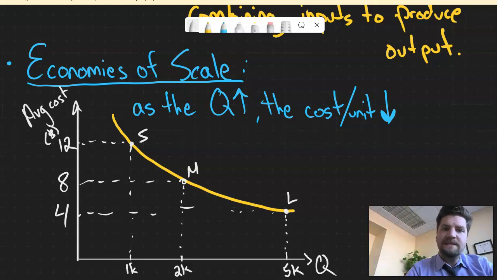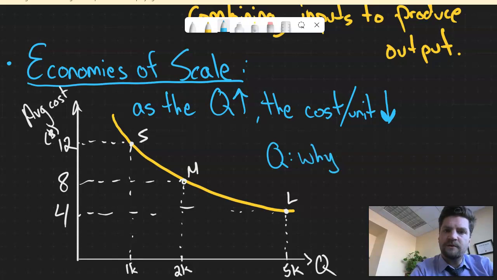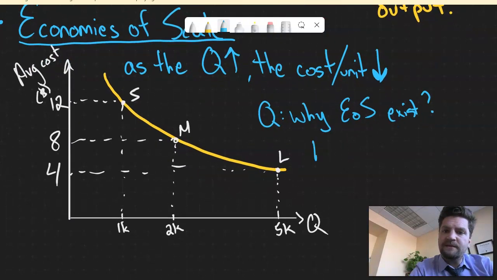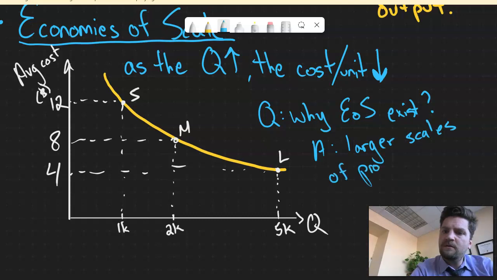So why do these exist? The question is, why do economies of scale exist? And the answer is because larger scales of production typically lead to lower average costs.